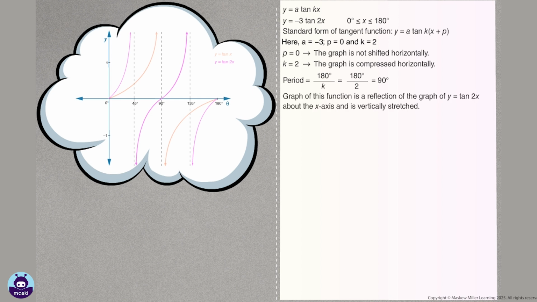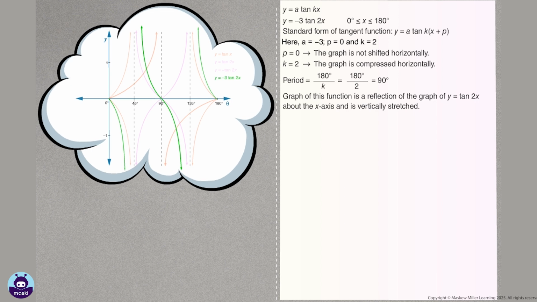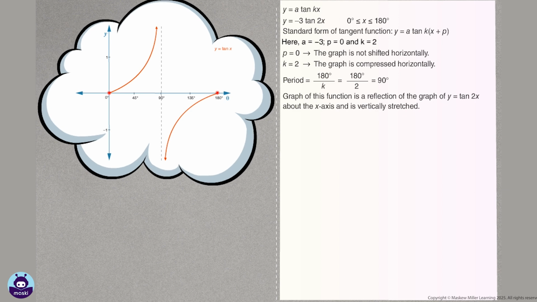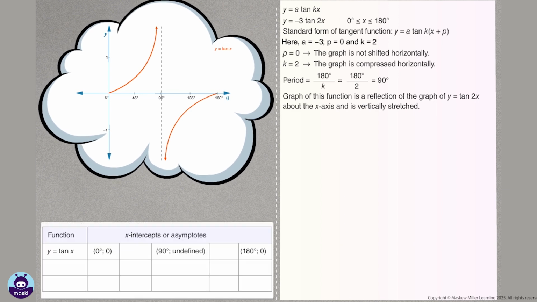We can see that a is less than -1, which means that the graph of this function is a reflection of the graph of y equals tan 2x about the x-axis and is vertically stretched. Observe the critical points on the graph of y equals tan x, which are either the x-intercepts or the asymptotes.